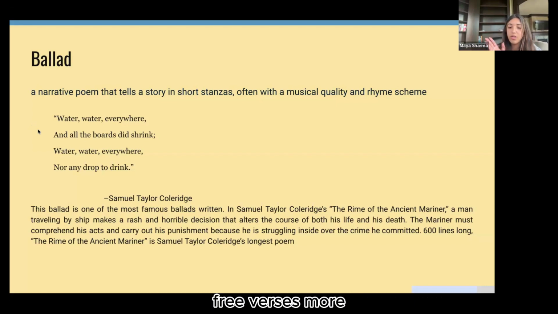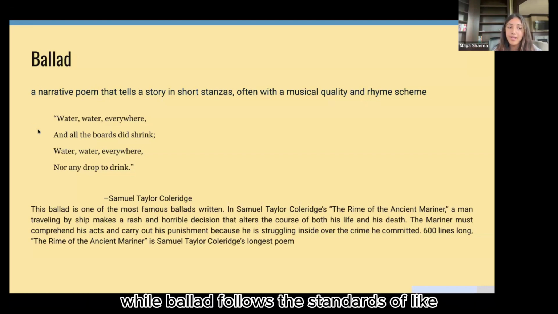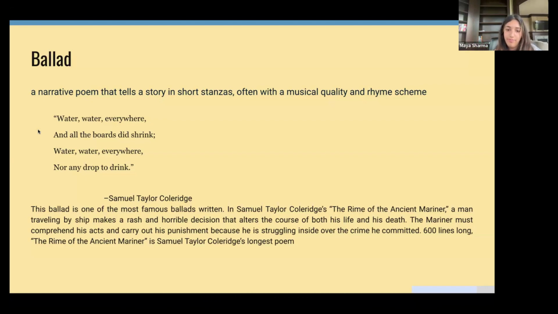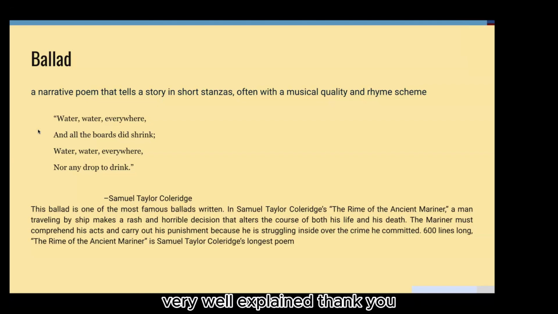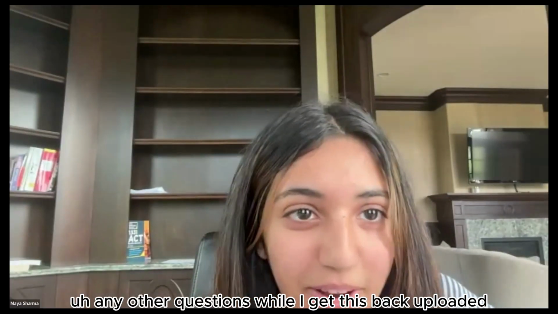Free verse is more just giving a poet their own freedom to write a poem, while ballad follows the standards of writing a poem in a narrative, like a story, sort of. Does that answer your question? Very well explained. Thank you. Oh, okay, thank you. Any other questions while I get this back uploaded?